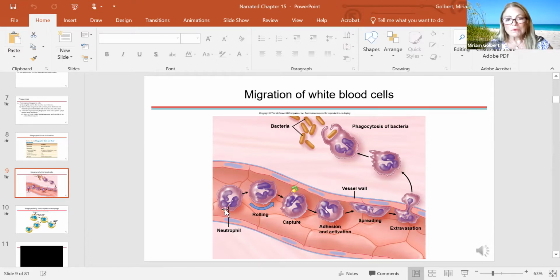So very thin. So what happens is that they receive these chemotaxis chemical signals, and they start to roll, and they attach to the endothelium. And when they attach to the inside of the vessel, they start to spread out, and they become very, very thin, so they can go in between the simple squamous epithelium, and that's called extravasation. Extravase, meaning vessel, right? So they're coming out of the vessel, and they're going to go to the site of infection.